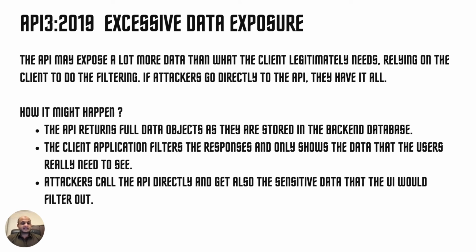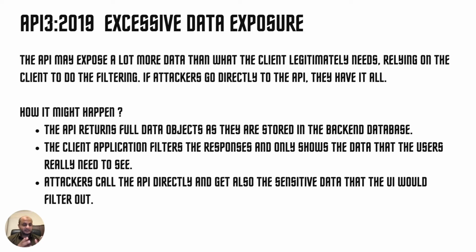Number three is excessive data exposure. This is pretty simple. Not going to spend too much time on this. This is basically when the API gives a lot more data than is needed. Why? Because it thinks the client is going to filter the data out. So maybe you asked for your email. Instead of just sending your email back, I send you a whole user record back. I send you your user ID, password, credit card number, everything. Because I think, okay, the application on the phone is just going to show the email. So I don't need to worry about the other stuff.